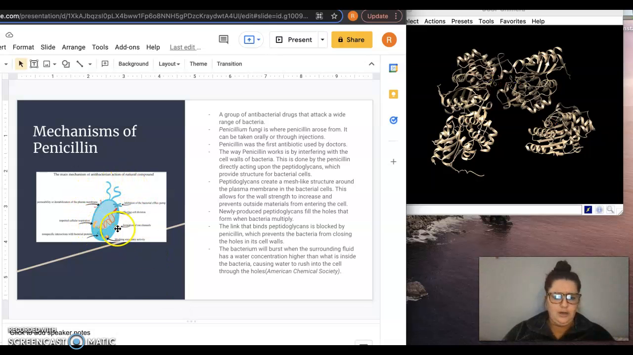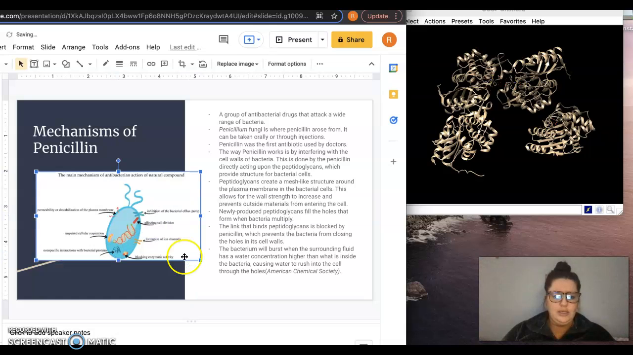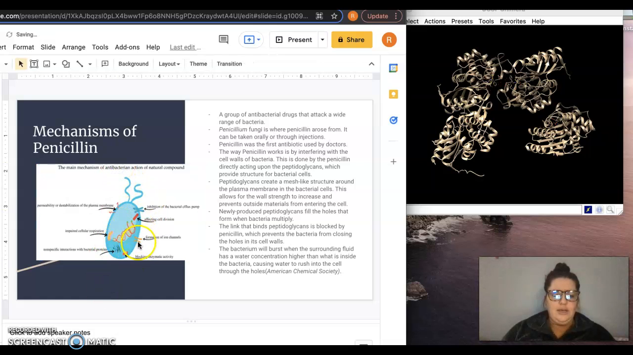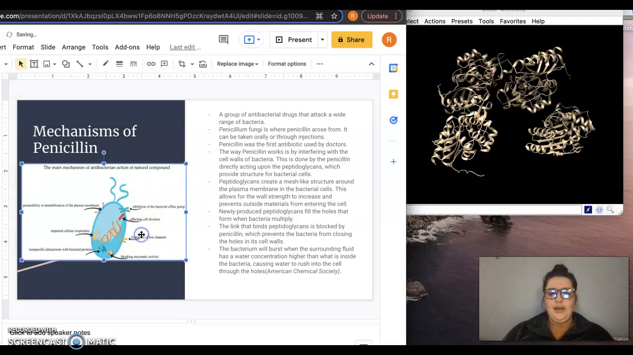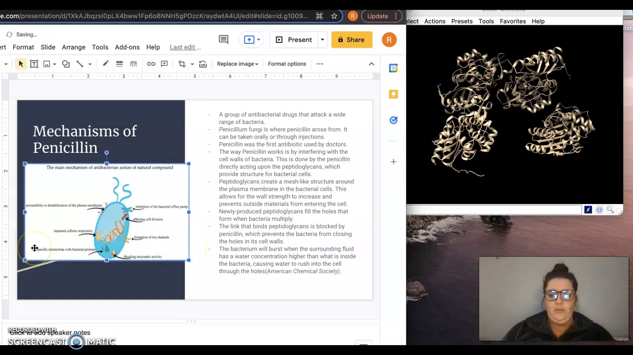So this picture over here, sorry, let me make it a little bit bigger so you can see. This is showing one of those bacterium cells and how the penicillin acts on different mechanisms within the cell in order to open these holes and destroy the peptidoglycans so that the holes remain open, so that the water can rush into the cell and cause it to burst, and that causes the cell to die so that it can't multiply and spread throughout the body anymore.